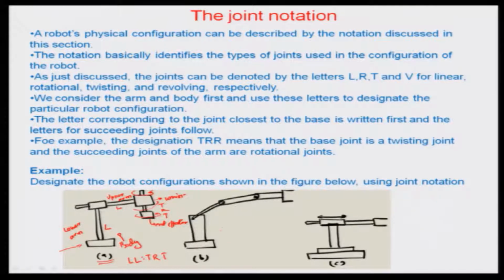In a similar manner, this can be represented as a rotating lower arm, rotating upper arm, and rotating second arm, and then you obviously have the TRT, that is the twisting, rotating, and twisting configuration as far as the wrist and the end effector go. In this particular case, you would have TL, TRT, that is a twisting configuration of the lower arm, a linear configuration of the upper arm, and then the TRT means the twisting wrist, rotating wrist, and twisting end effector. So, this is how you represent most of these robot joints.